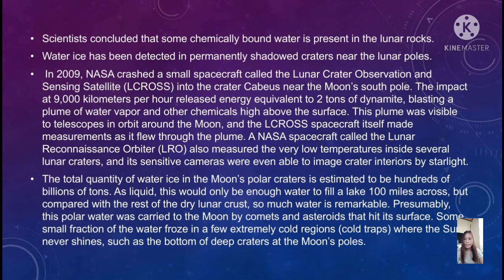In 2009, NASA crashed a small spacecraft called the Lunar Crater Observation and Sensing Satellite, or LCROSS, into the crater Cabeus near the moon's south pole. The impact at 9,000 kilometers per hour released energy equivalent to 2 tons of dynamite, blasting a plume of water vapor and other chemicals high above the surface.